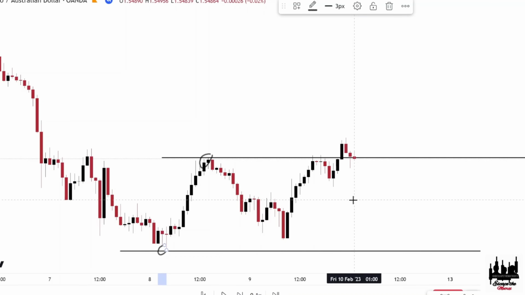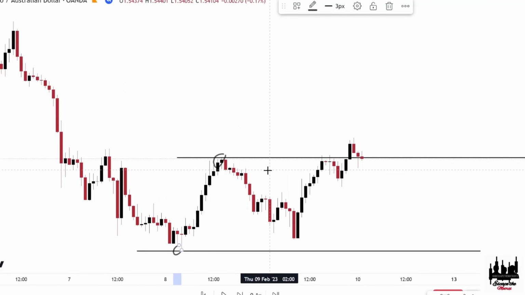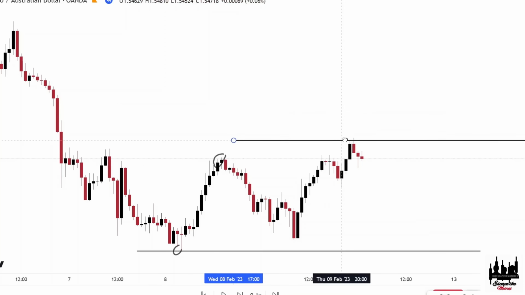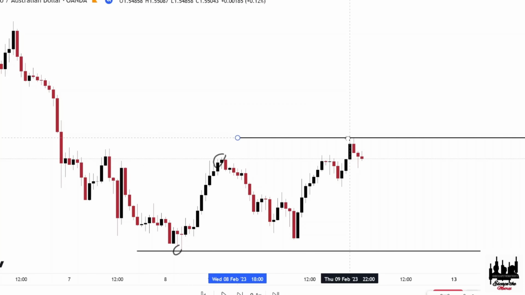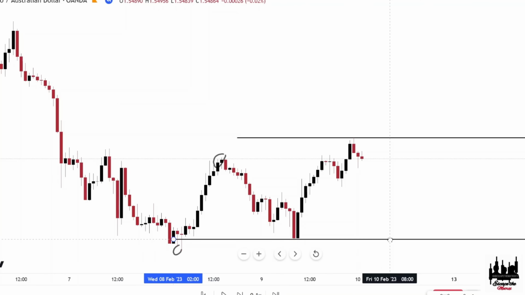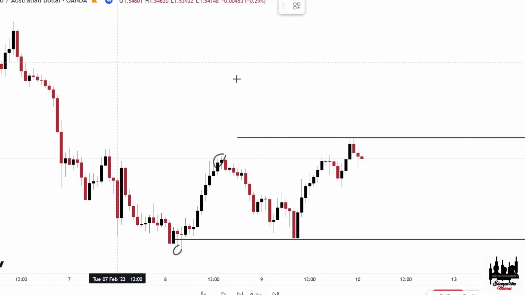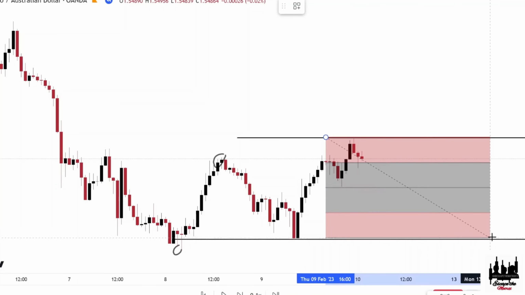Okay, now you can say price closed inside of the range. So what do you do now? You shift your range. This is your new high, and this is the last low that caused this break. So this is your new range. So what do you do now? Pull out your fib and mark up your premium and discount zones.